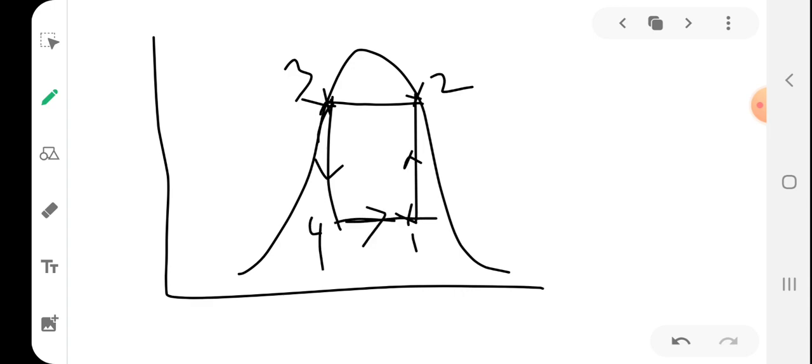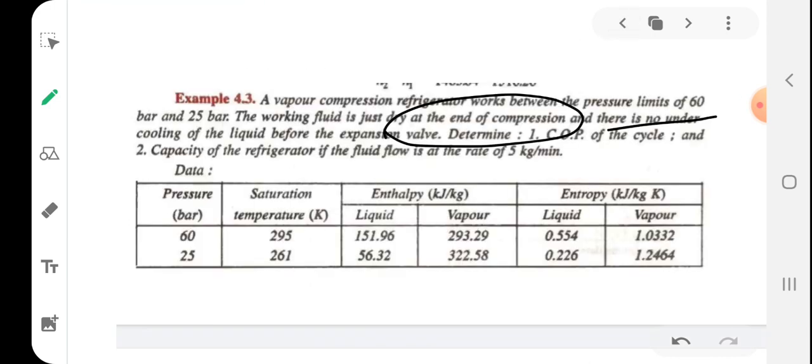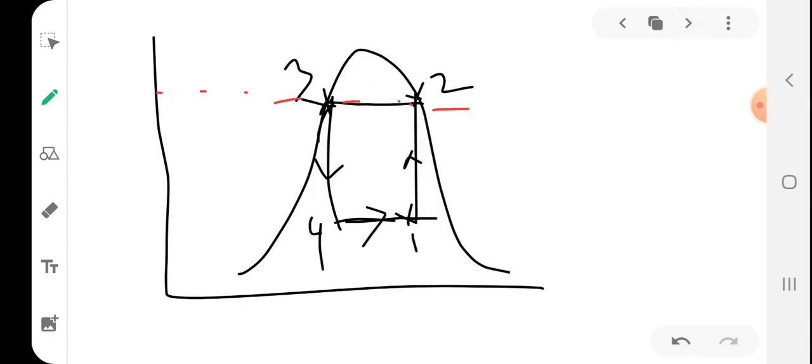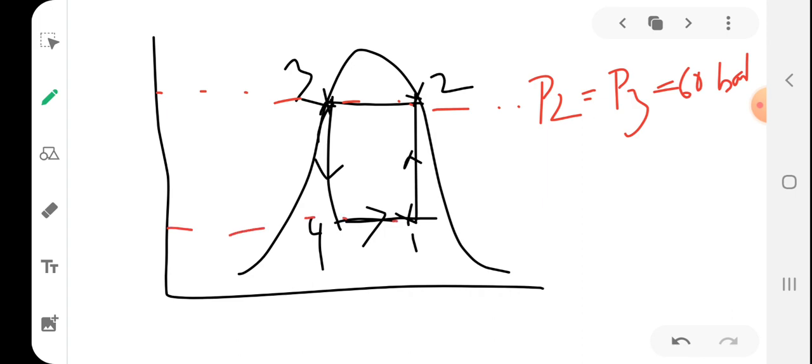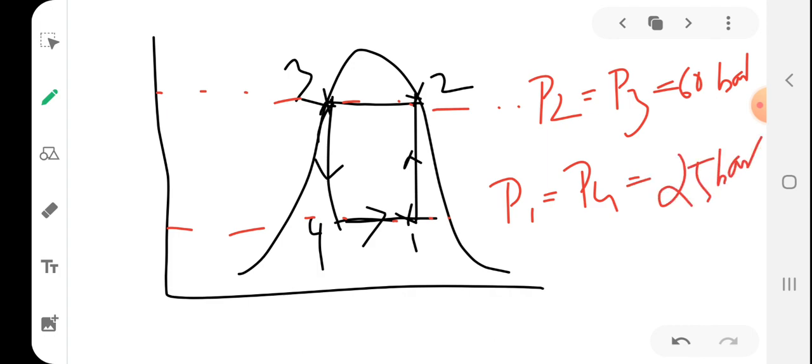So students, the given data: first, the pressure limits of 60 and 25 bar. So P2 equal to P3 equal to 60 bar, the higher pressure, and the lower pressure P1 equal to P4 equal to 25 bar. This is the evaporator pressure, and this is the condenser pressure. Condenser pressure will always be higher than the evaporator pressure. So the compressor is compressing the working fluid from PE to PC, 25 bar to 60 bar.